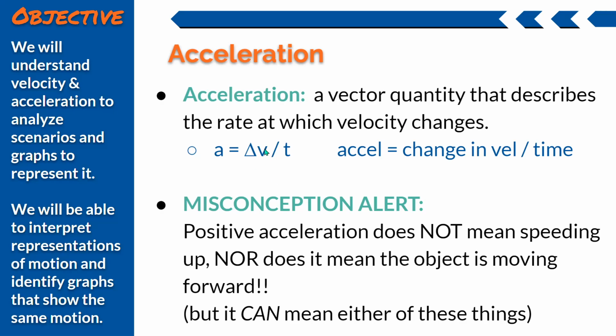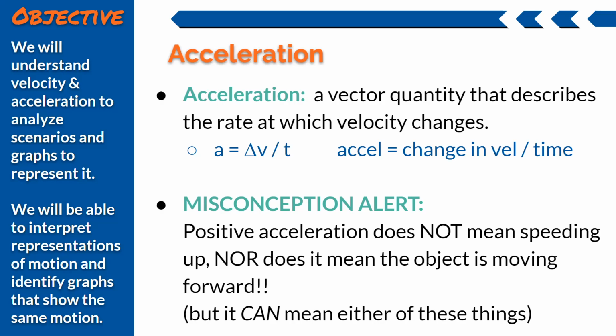And so it's change in velocity divided by time. You may also see this written as final velocity minus initial velocity, because that's what change in velocity is, over time. And you do have this equation, but again, it's arranged differently, but it is on your AP Physics 1 formula chart. Misconception alert.